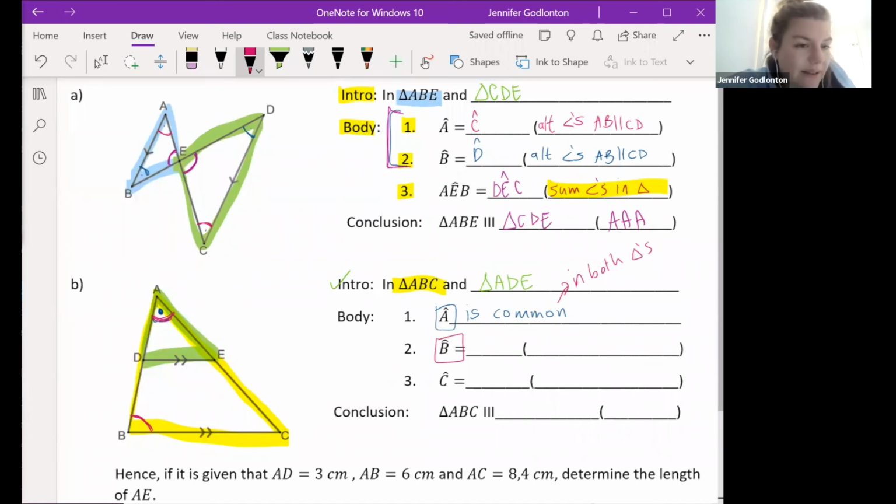Great. Yes, these answers coming in the chat are perfect. Okay, B is equal to D because they are corresponding to each other. It's our F shape. So B is corresponding to D because of corresponding angles when DE is parallel to BC.